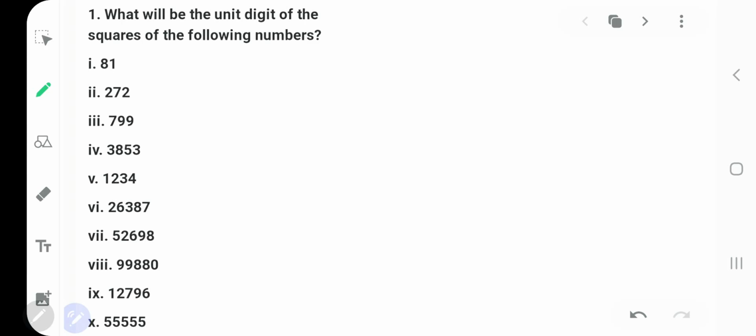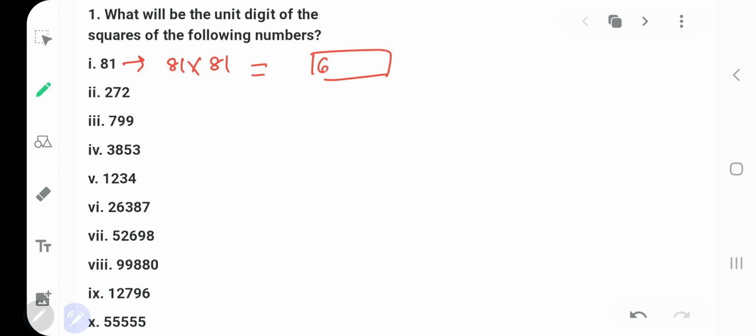With that, we'll be starting with our exercise 1, chapter 6, question number 1, which says, what will be the unit digit of the squares of the following numbers? What do you mean by square? Square means when you're multiplying a number with itself. So if I'm multiplying 81 by 81, what will I get, my dear kids?